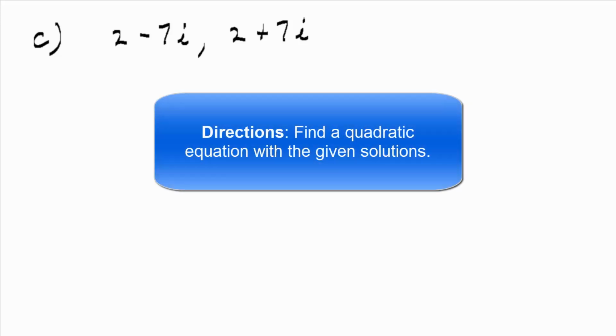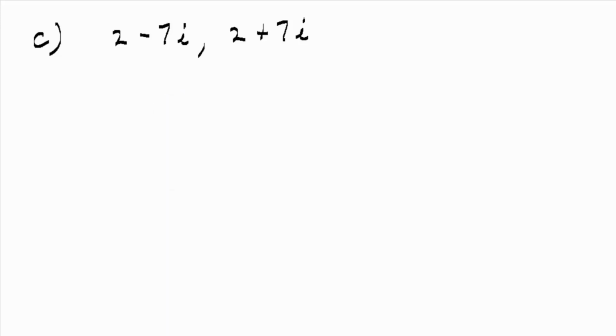Okay, last one. I'm going to have to scramble through it, so just hold on to your hats and don't get discouraged because the actual final answer won't be so bad. Now, notice what I did in part C. I gave you two complex solutions, 2 minus 7i and 2 plus 7i. They are conjugates of each other, right?